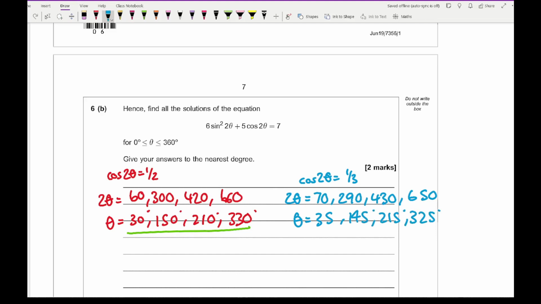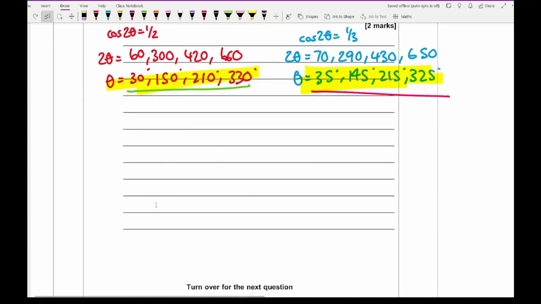Now there may be some rounding issues, but as long as you're showing clear working out, then they should be absolutely fine. But generally speaking, to the nearest degree, you should end up with those 8 answers.